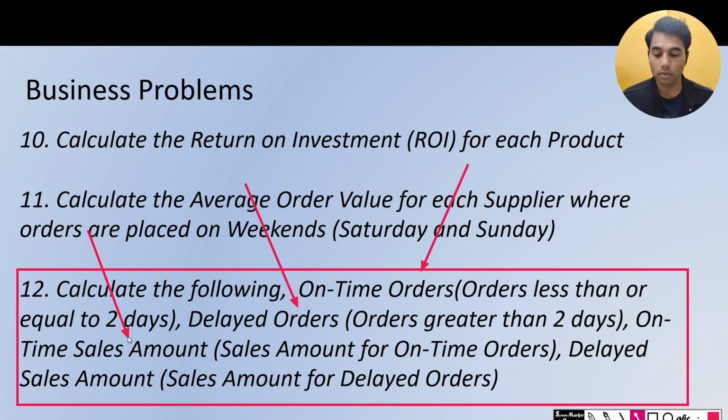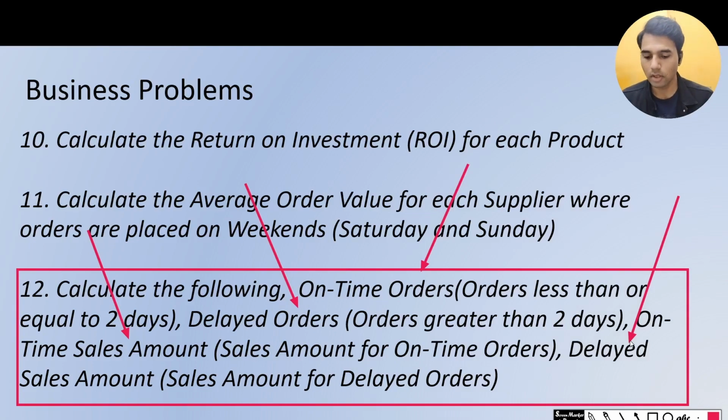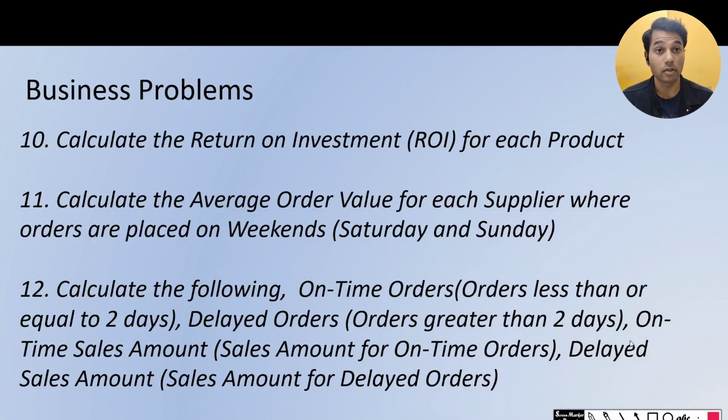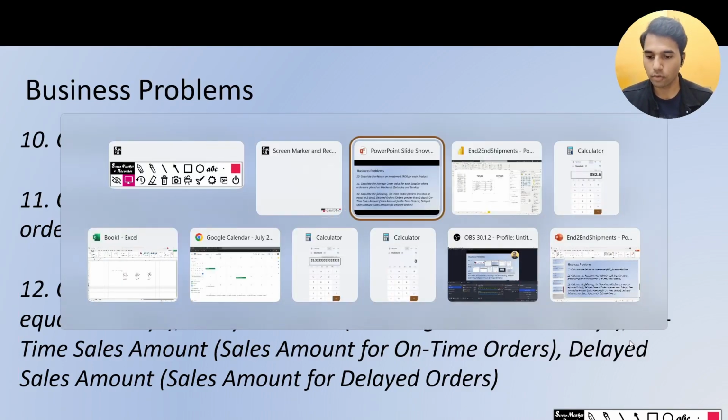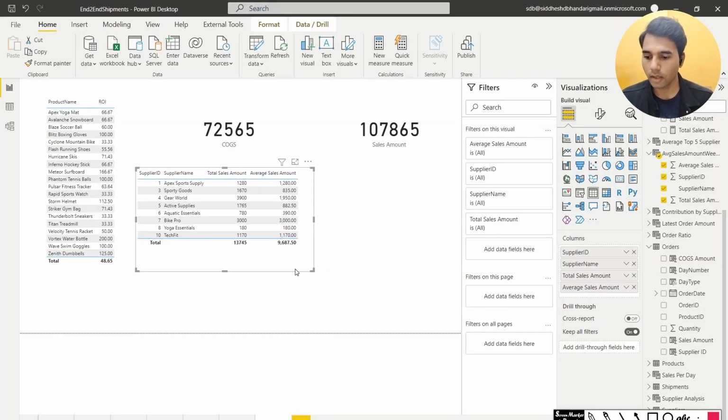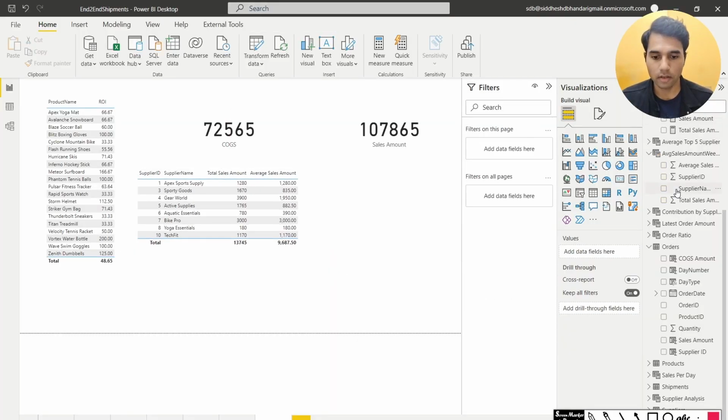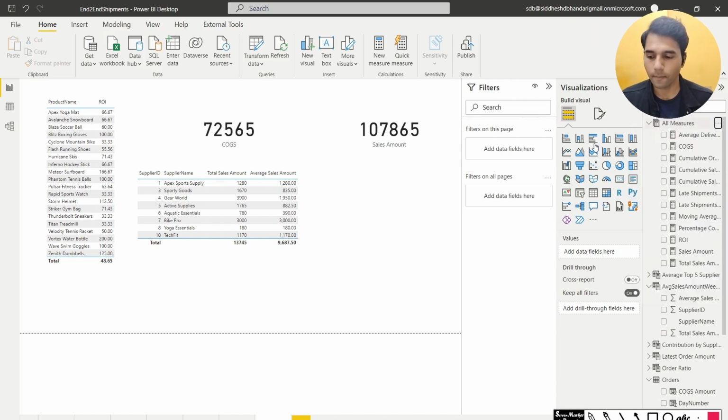Now we need to calculate the corresponding sales amount for the orders which happened in the stipulated delivery days, less than or equal to 2. And we also need to calculate the sales amount for the deliveries that exceeded 2 days, which corresponds to the delayed sales amount. So let's go calculating these one by one. I go back to Power BI and let's start creating measures for that.